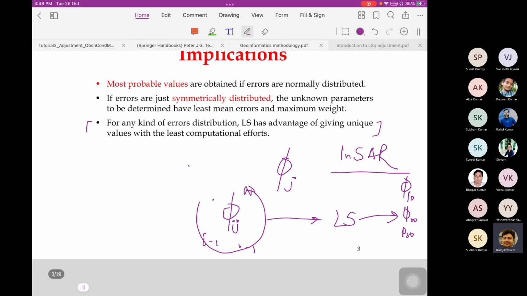Most probable values are obtained if errors are normally distributed. If errors are just symmetrically distributed, the unknown parameters to be determined have least mean errors and maximum weight. For any kind of error distribution, LS has the advantage of giving unique values with least computational effort. Least computational effort means any other model would take too much time to get the solution, but the least square solution is very quick if you have found the right set of equations.